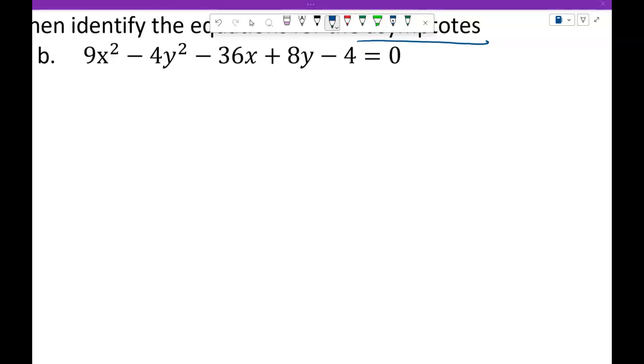Now let's go ahead and do the same thing for part B. Now here, the square hasn't been completed, so we need to do that on our own. So we'll group our x terms as well as the y terms. Make sure the positive squared term goes first, since now one of them will be negative with subtraction.